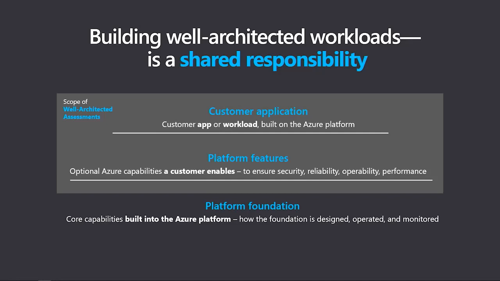And so if you look here on the diagram, you see at the very bottom the platform foundation. Core capabilities built into the Azure platform. And that's how the foundation is designed, operated, and monitored. On top of the platform foundation, we have platform features, where you can use optional Azure capabilities that a customer can enable to ensure security, reliability, operability, and performance. And then at the very top, the customer application, that's your customer app or your workload that's built on the Azure platform.